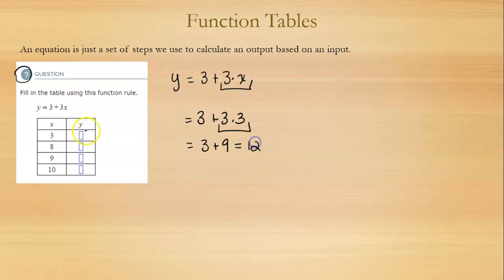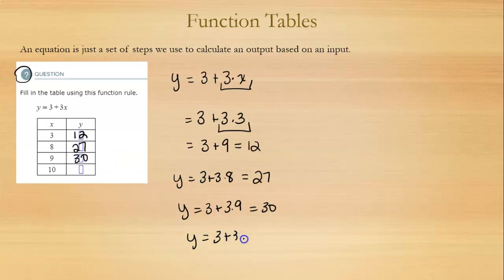You should have added 3 and 9 for that one and gotten 12. And then let's finish the rest together. So that's 3 plus 3 times 8. Well, 3 times 8 is 24, and 24 plus 3 is 27. For this one, it's 3 plus 3 times 9. 3 times 9 is 27. 27 plus 3 is 30. And 3 plus 3 times 10. 3 times 10 is 30. 30 plus 3 is 33. Order of operations are always a rule.